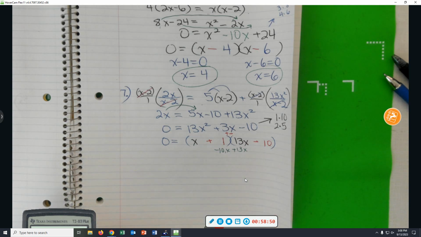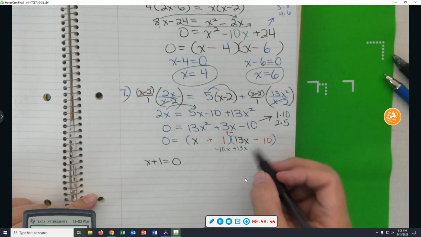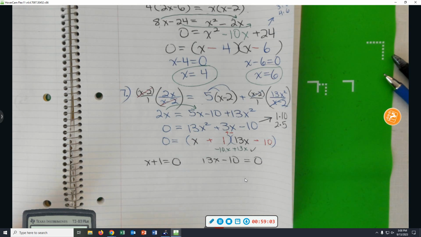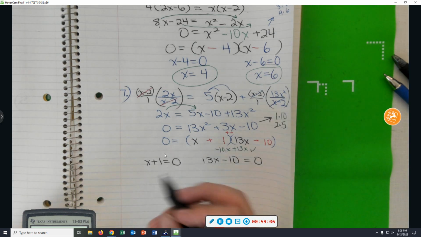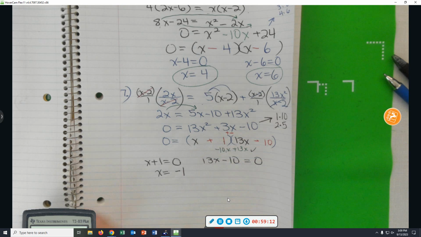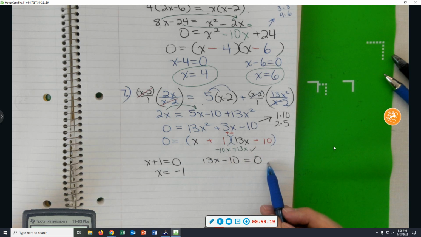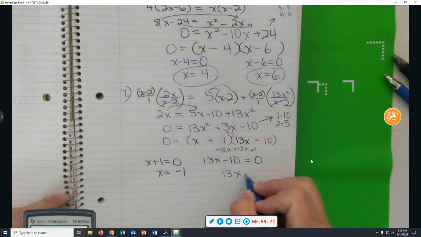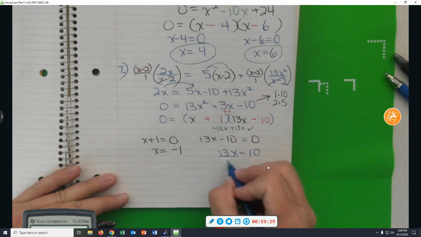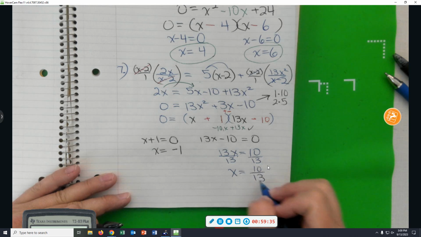Yes. So we set each factor equal to 0. x plus 1 equals 0. 13x minus 10 equals 0. That's going to give us here x equals negative 1. I agree. This one here, what would I do first to solve this? Add 10 to give me 13x equals a positive 10, and then divide by 13 to give me my next answer of 10 over 13.